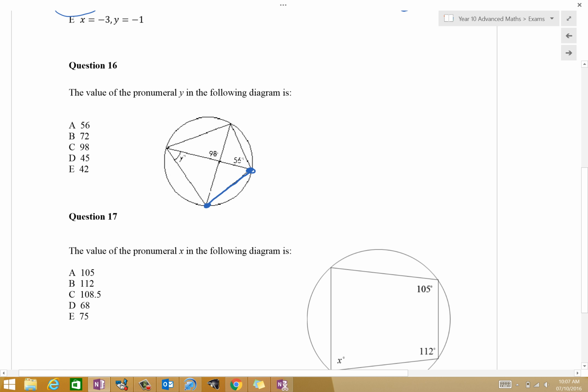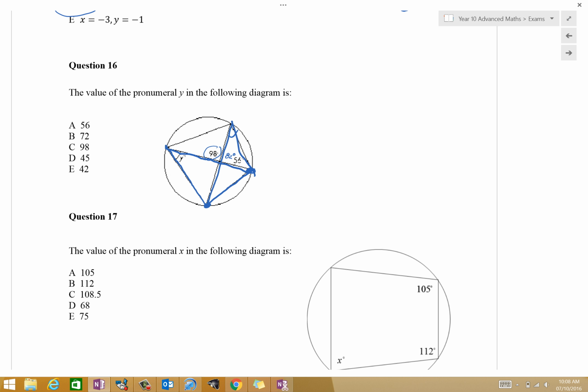This is my chord. Now, if I subtend an angle from one end of the chord to the other, that angle must be the same. So that angle y is the same. These two are the same angle. Now, the problem is we don't really know what that angle is yet, but we have 98 degrees there, and we have a straight line. So this angle here must be 82 degrees because they need to add up to 180. 98 and 82.